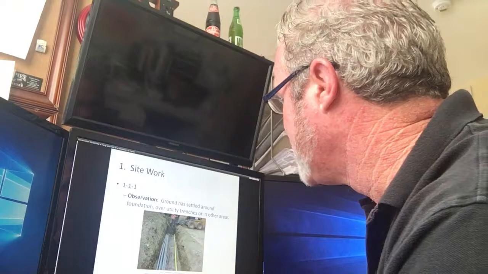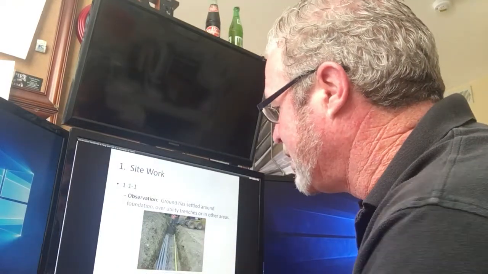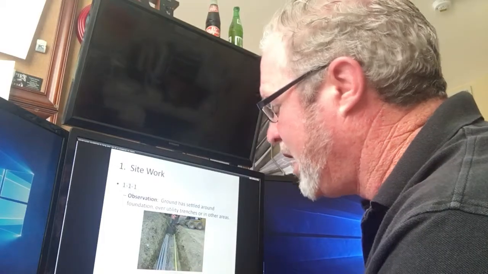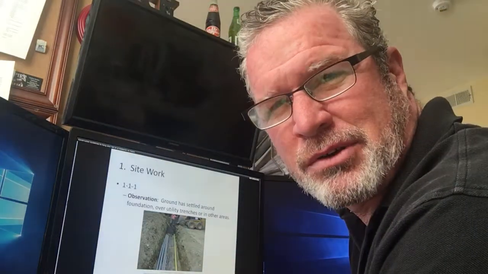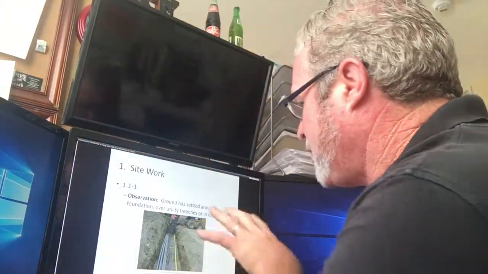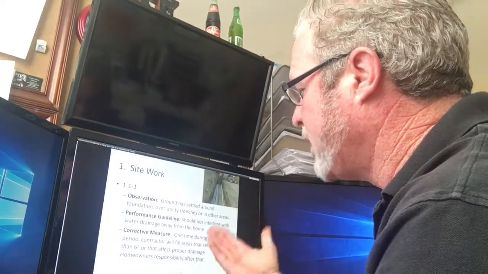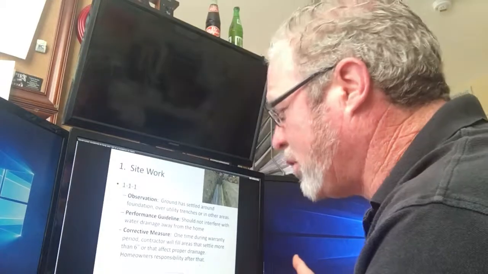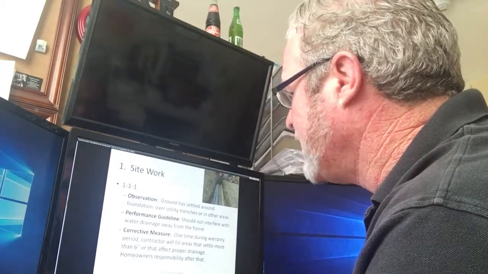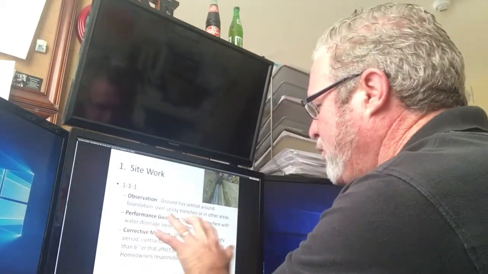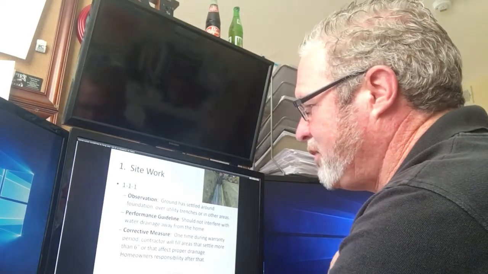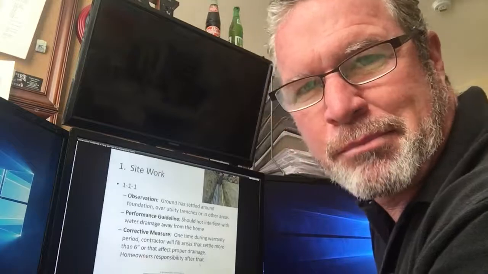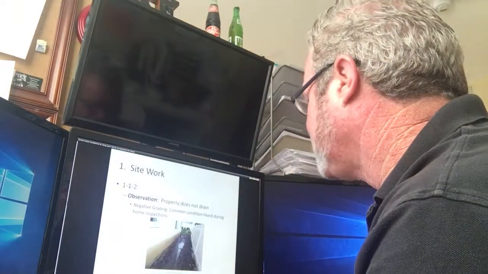For example, you're doing an inspection and you see that the ground has settled around what appears to be the utility trench. The guideline talks about that, and then specifically what the guideline is and what needs to be done. So for example, during the warranty period, they've got to fix that. But we talk about how the performance guideline states that it should not interfere with water drainage away from the home. So if we're holding water and it's building up in those, that can be a problem.